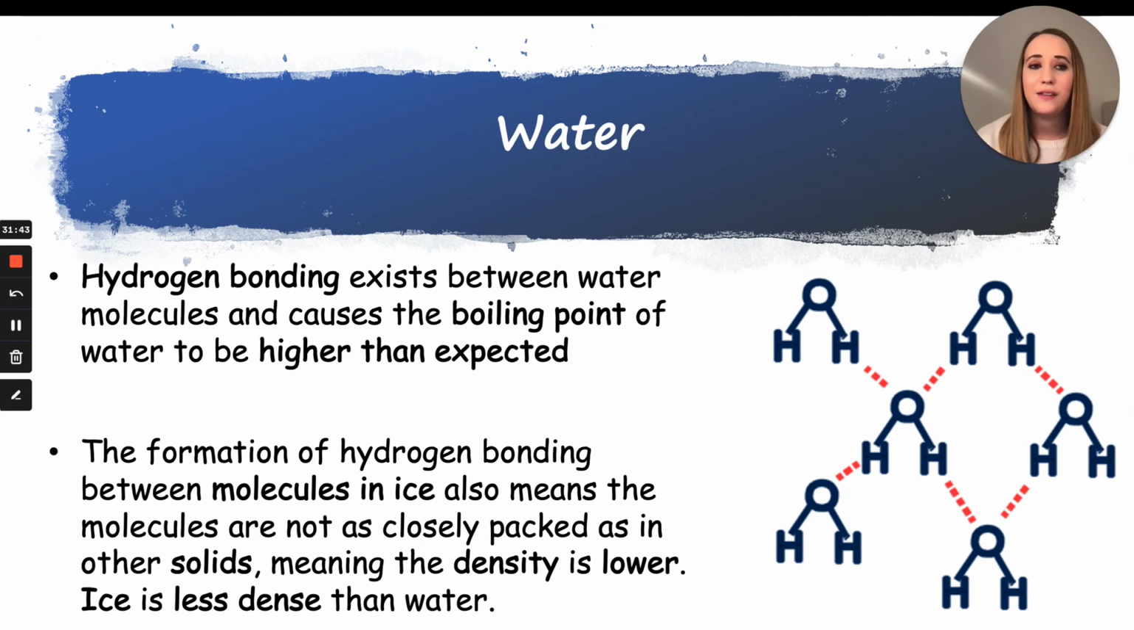And what that means is the density of ice, the solid form of water, is a lot lower than what we would expect it to be, and it actually means that it's less dense than water. So the whole reason why ice is able to float on top of water is because of hydrogen bonding. And if that hydrogen bonding didn't exist, the ice would be more dense and it would sink.